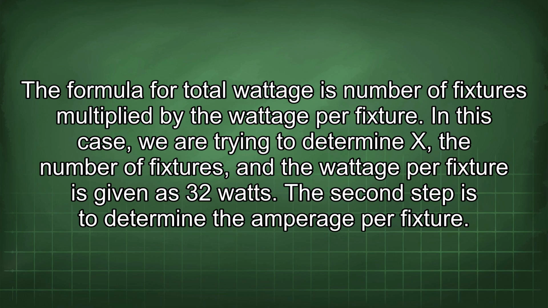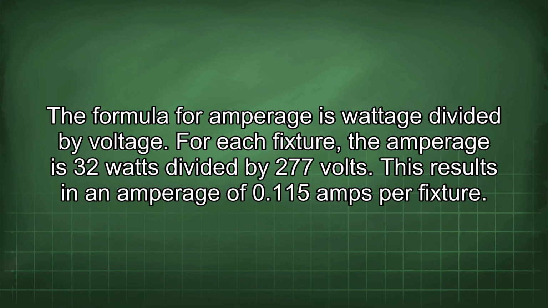In this case, we are trying to determine X, the number of fixtures, and the wattage per fixture is given as 32 watts. The second step is to determine the amperage per fixture. The formula for amperage is wattage divided by voltage. For each fixture, the amperage is 32 watts divided by 277 volts. This results in an amperage of 0.115 amps per fixture.